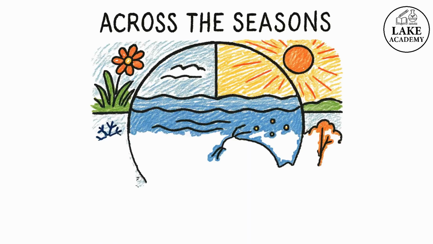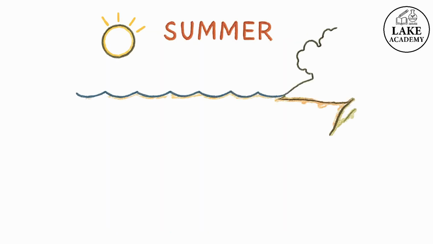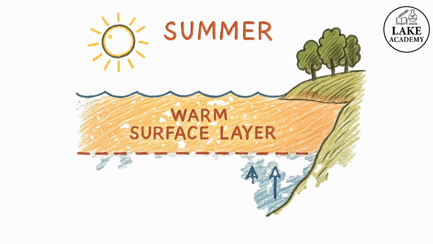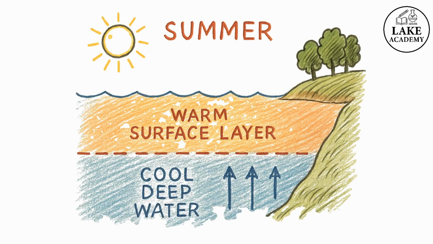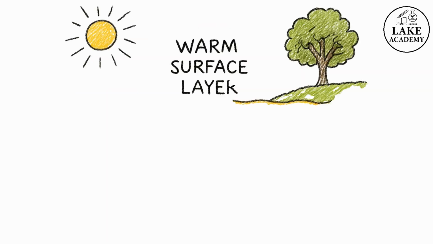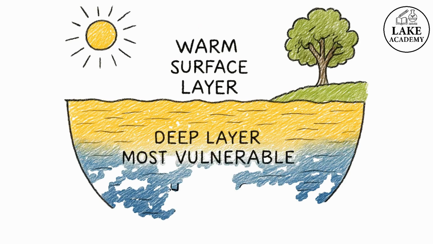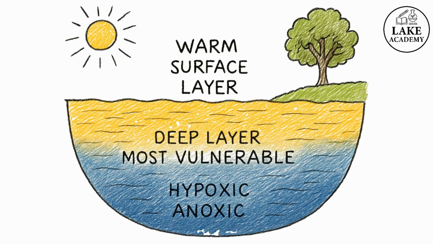This entire drama plays out across the seasons. In summer, the sun creates a warm surface layer and strong stratification, preventing any mixing. This is when the deep layer is most vulnerable, often becoming hypoxic or even anoxic.